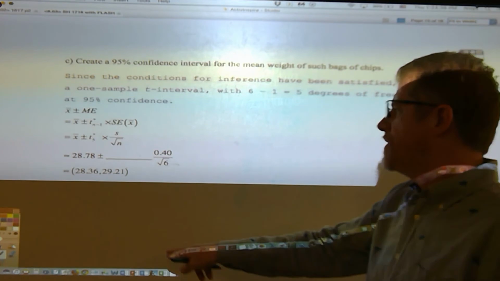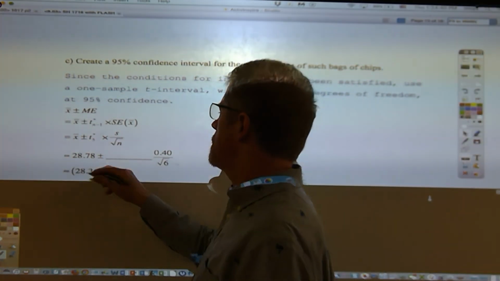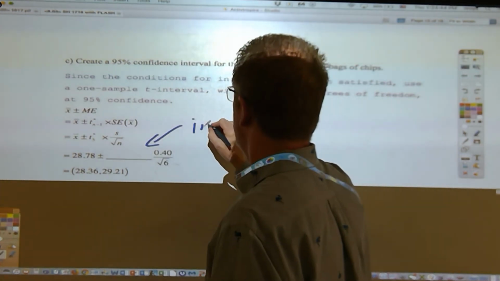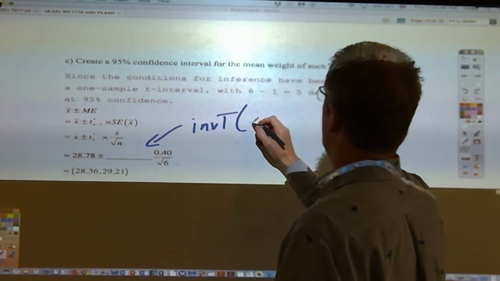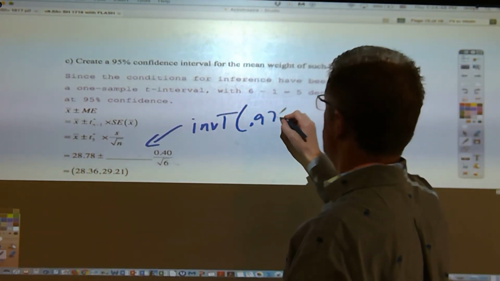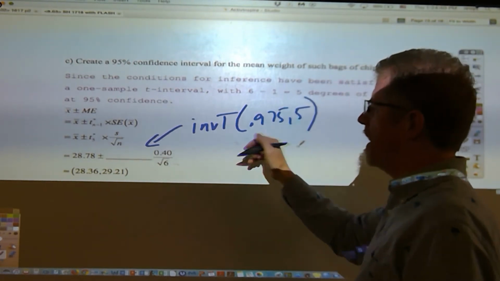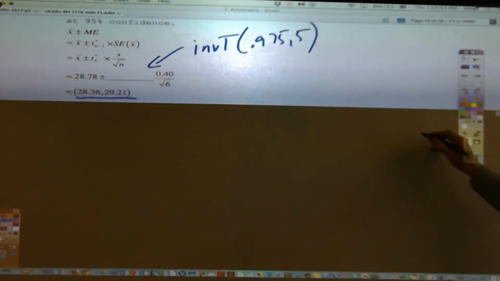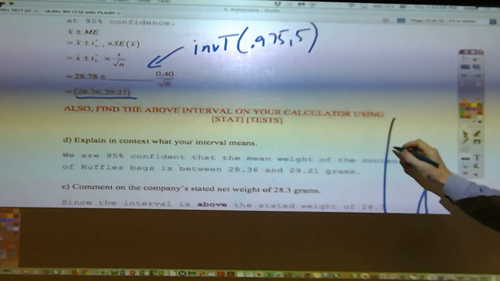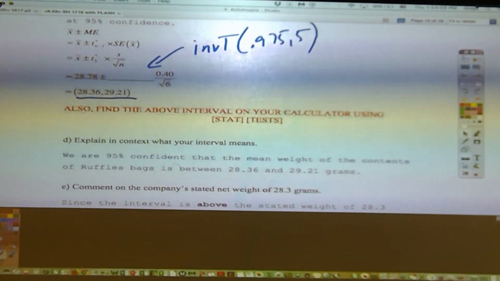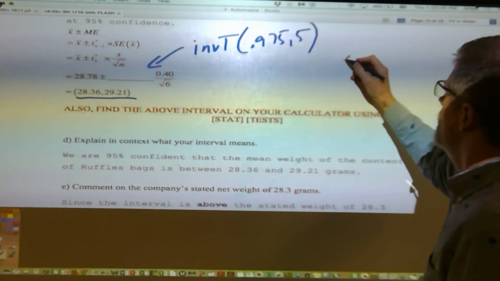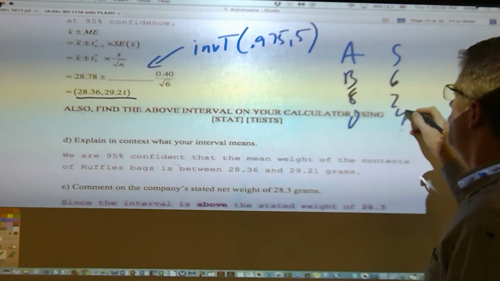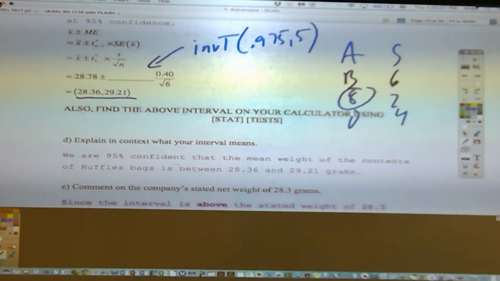And the t star 5 is going to come from inverse t of 0.975, comma 5 degrees of freedom. That number will put you in there, and you'll be able to get this confidence interval. Now, it says also find the interval on your calculator using stat test. So that'd be a stat test 8, which would give you the same answer.